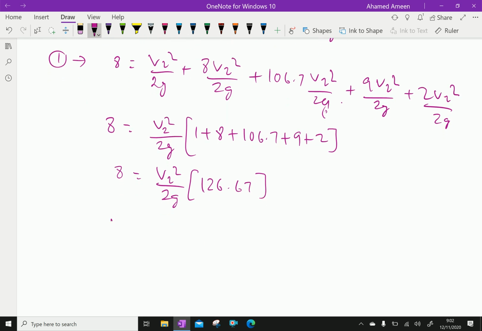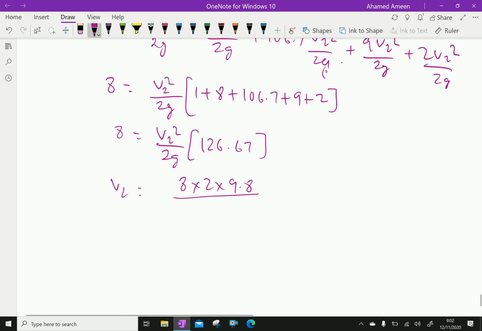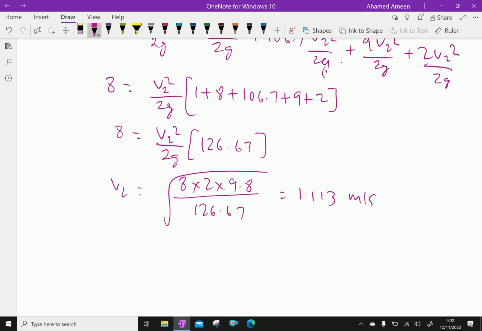Therefore V2 equal square root of 8 into 2 into g, g is 9.8, over 126.67, which gives 1.113 meter per second. Therefore the velocity in pipe 2 equal 1.113 meter per second.